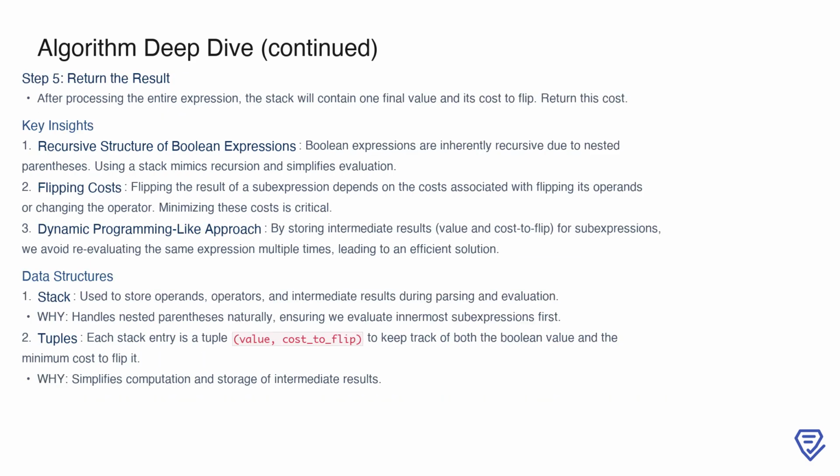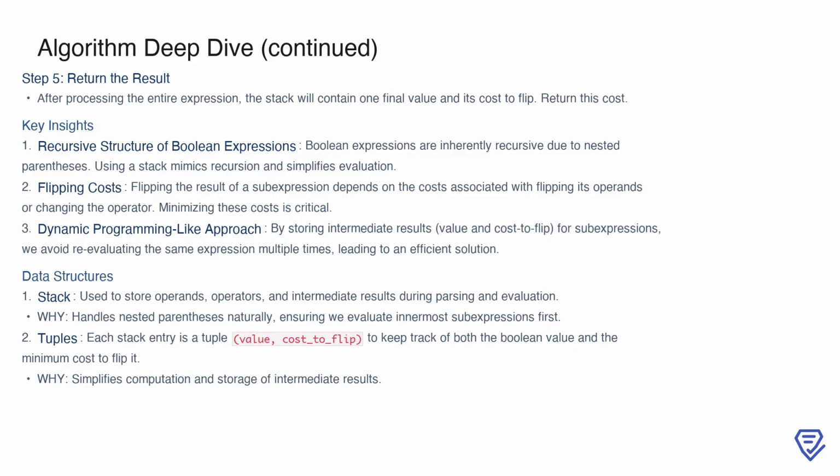After processing the entire expression, the stack will contain one final result: the overall Boolean value of the expression and the minimum cost to flip it. This cost is returned as the solution. The algorithm leverages the recursive nature of Boolean expressions, where nested parentheses allow us to break the problem into smaller sub-problems. By using a stack, we mimic recursion, making it easier to evaluate and store intermediate results.